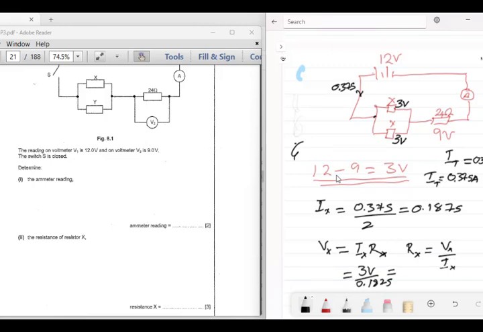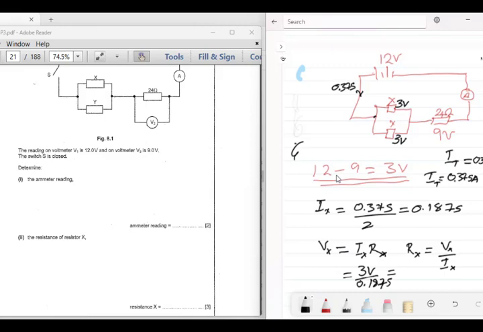Yes, I think you can now appreciate that you need to understand these questions. There are many ways of solving this question actually. 3 divided by 0.1825. Is it 25? See, it wasn't 25. It's actually 75. We have to always cross check.